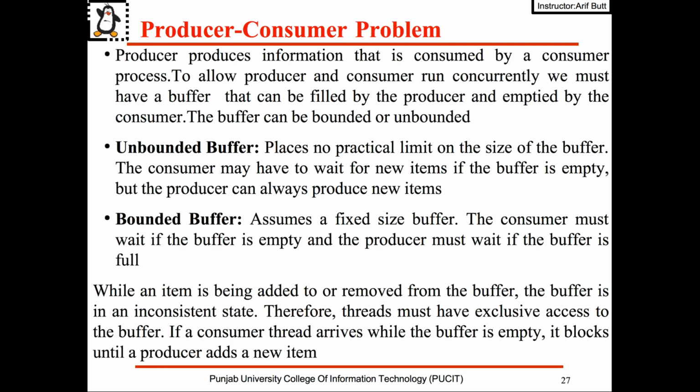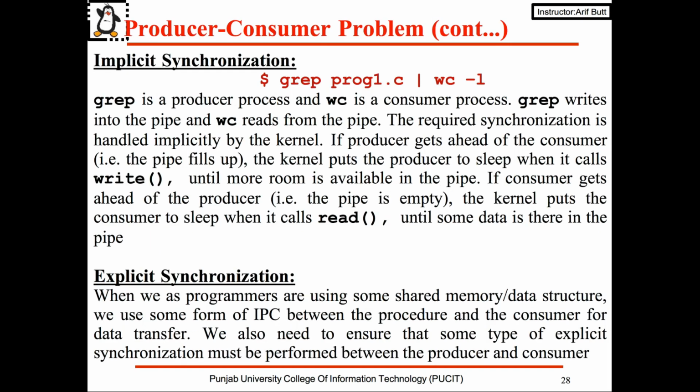In case of a bounded buffer, it assumes a fixed size buffer, and the consumer must wait if the buffer is empty, and the producer must wait if the buffer is full. And remember, while an item is being added to or removed from the buffer, the buffer is in an inconsistent state. Therefore, threads must have exclusive access to the buffer. If a consumer thread arrives while the buffer is empty, it blocks until the producer adds a new item. So let's move ahead. This, I think, is clear.